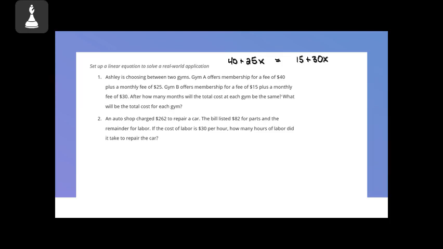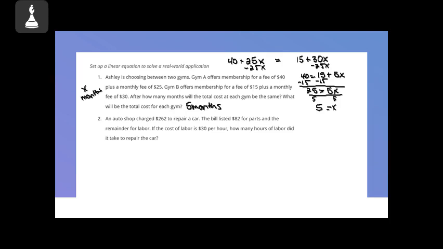I will move the smaller of my x's, which is 25x. So I'm going to subtract 25x. So I have 40 equals 15 plus 5x, which means I now need to get rid of the 15. So I'm going to subtract 15 from both sides. I get 25 equals 5x. And last, I'm going to divide both sides by 5 to get an answer of x equals 5. Remembering that x was our months. So 5 months and the 2 plans, gym memberships, will be equal.